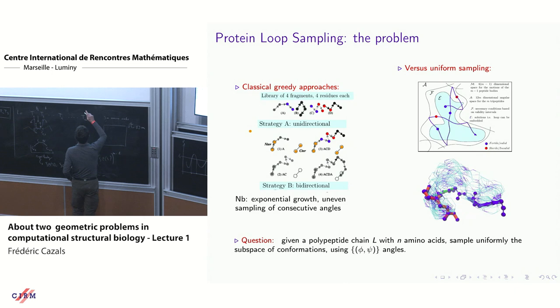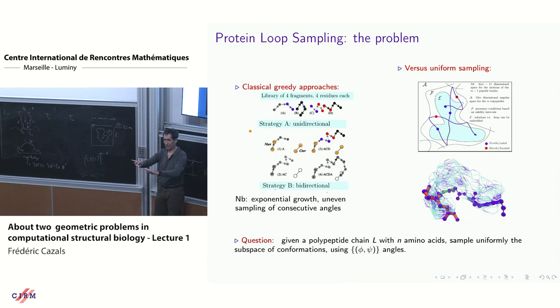So first of all, this is calligraphic A. And then there is this region, with possibly several connected components, which I call E. So E is a region in angular space for which I have a solution to the degree 16 polynomial for each tripeptide. If I pick a point in this calligraphic E, I'm happy because I have a solution for each tripeptide, and then I can glue the solutions together, and this is a conformation for the whole loop.